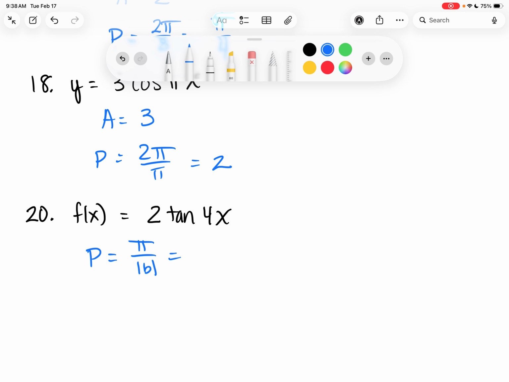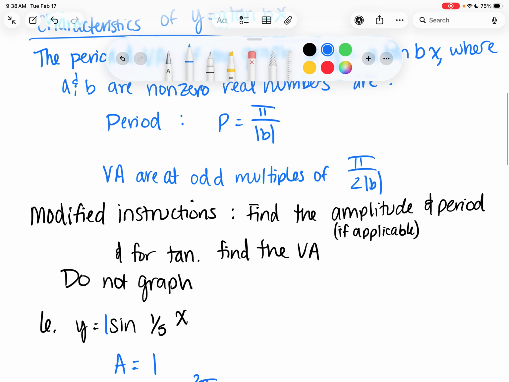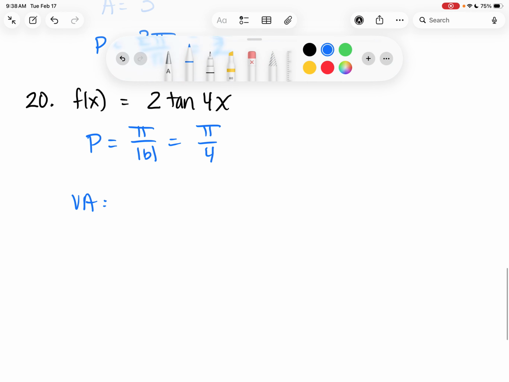So what would this one be? Pi over 4. Yep. And then vertical asymptotes. Now, you're just finding them. The part that we wrote up here about them being at the odd multiples of that, that's just something you need to put in your head. You don't need to write odd multiples of every single time that you do the problem. So pi over 2 times absolute value of b, which you said is pi over 8. Yep.